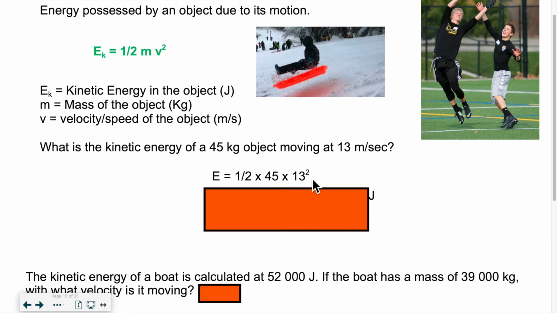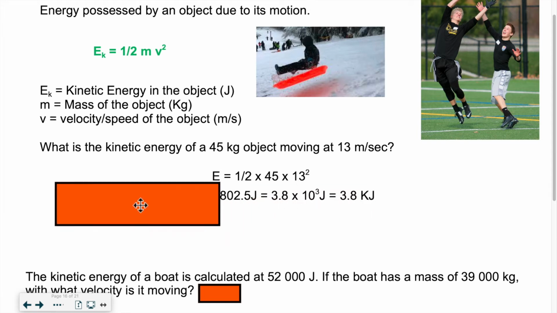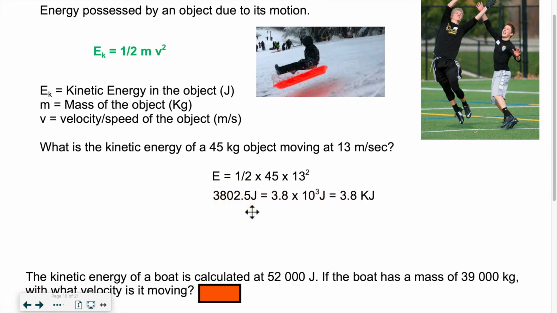Now, one thing I want to point out, if we do significant figures, this is not a measurement. So the half is not a measurement, the 45 kilos is, and the 13 meters per second is. So the answer should have, because of these two numbers, two significant figures. So this is, let me delete this. This is what you get.